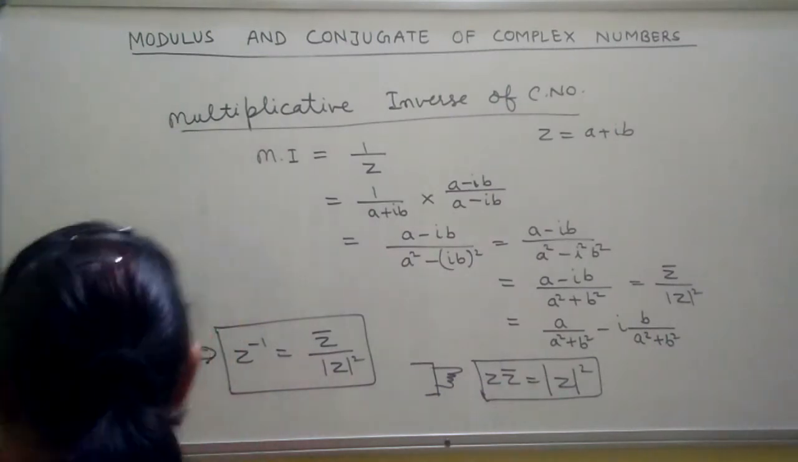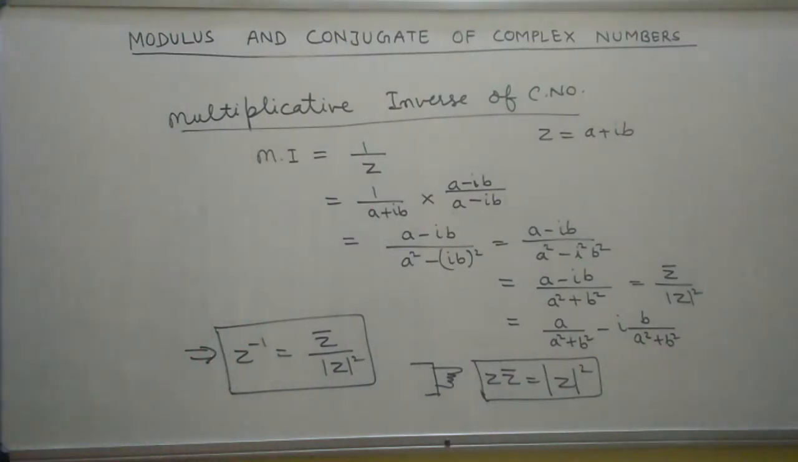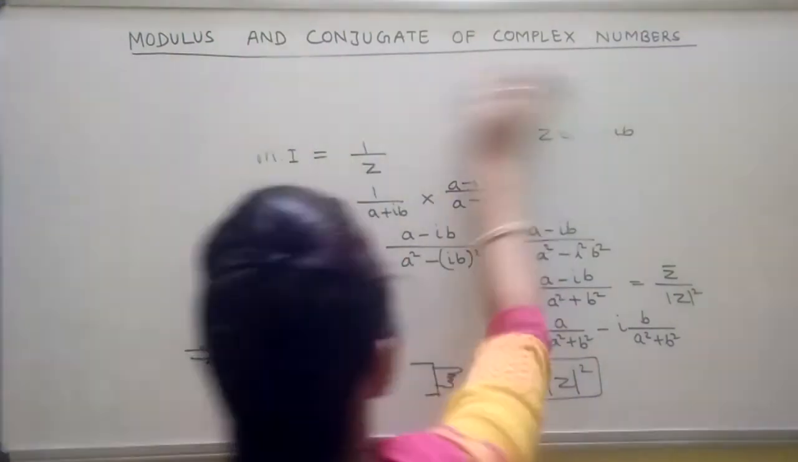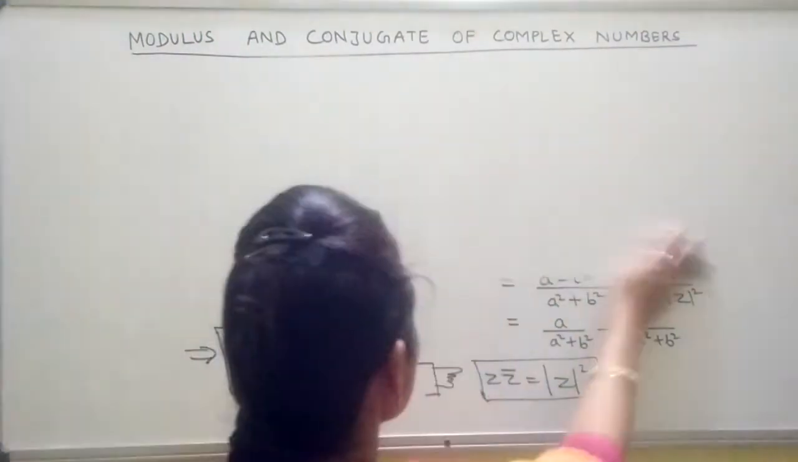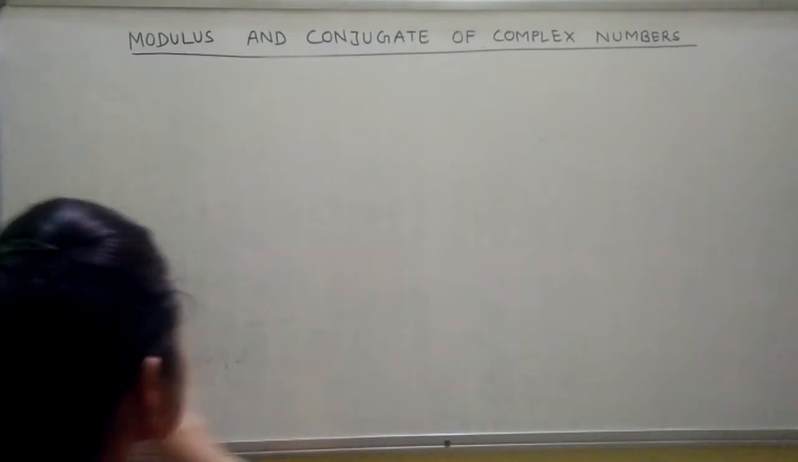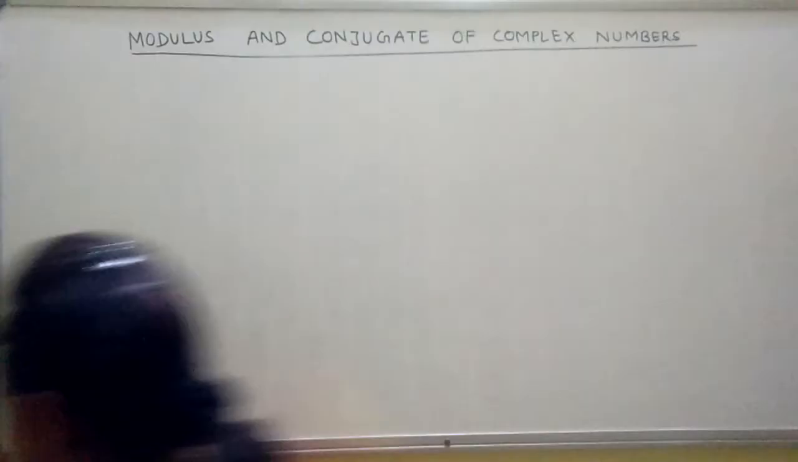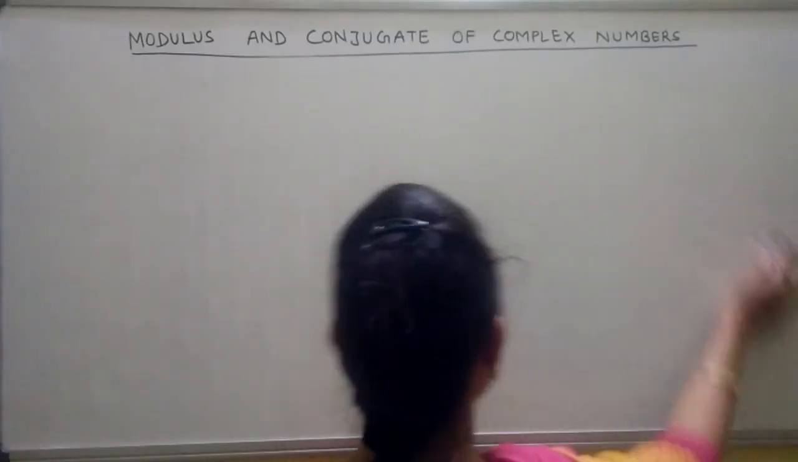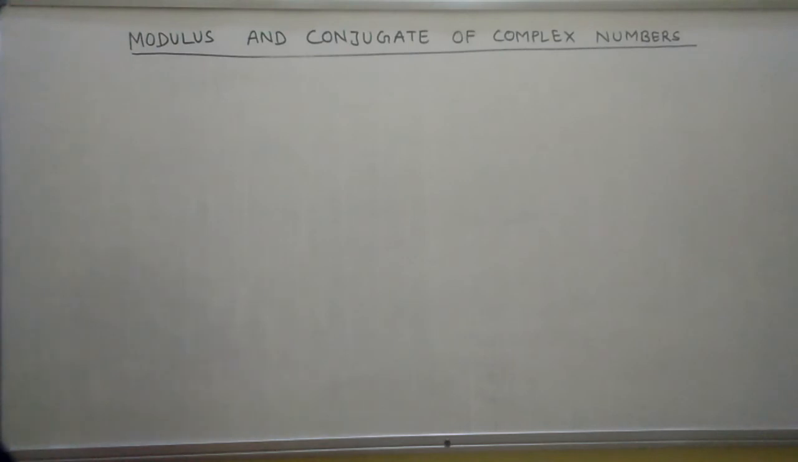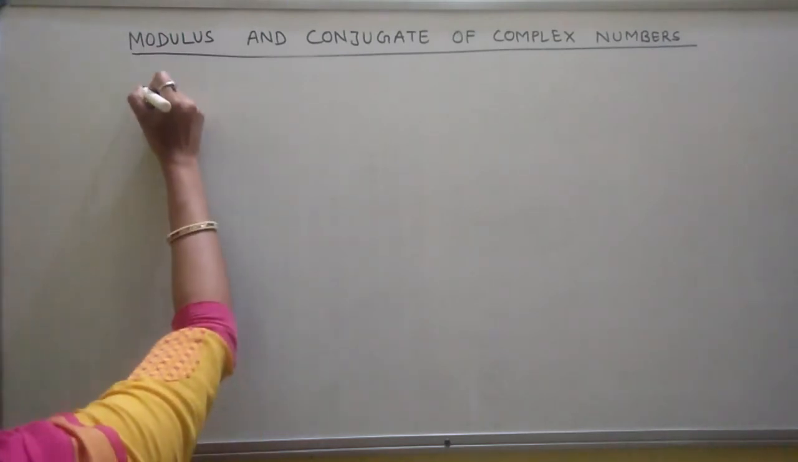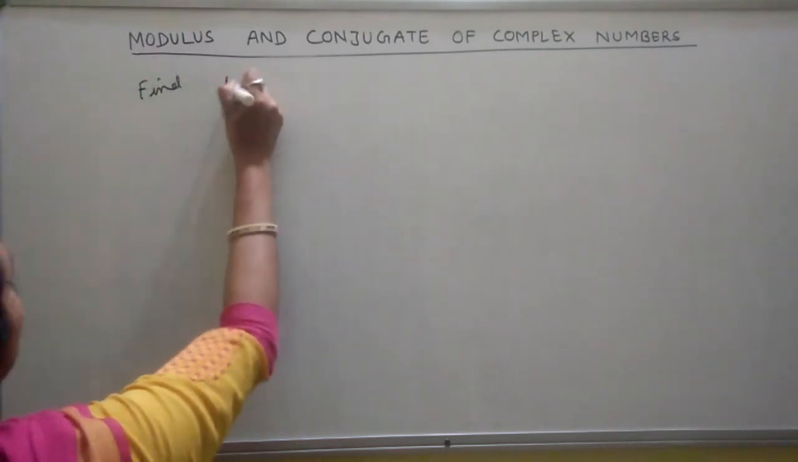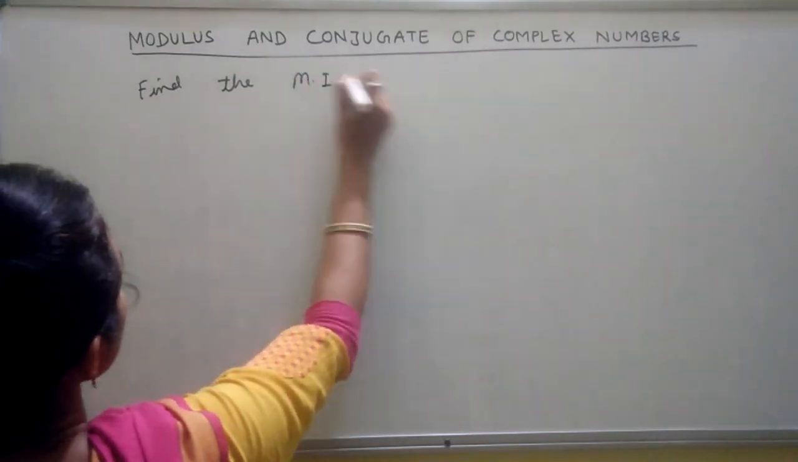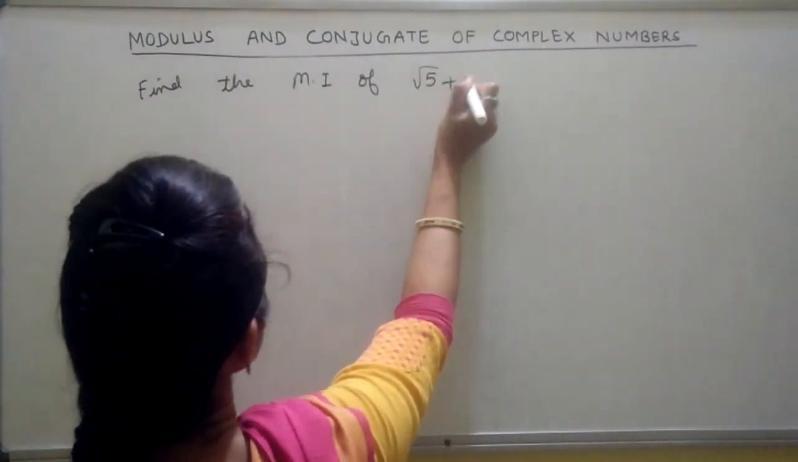Now come to the questions of complex numbers. Very easy questions. Find the multiplicative inverse. In your NCERT there are questions of finding the multiplicative inverse of 4 minus 3 iota. Good. Question is, find the multiplicative inverse of root 5 plus 3 iota.